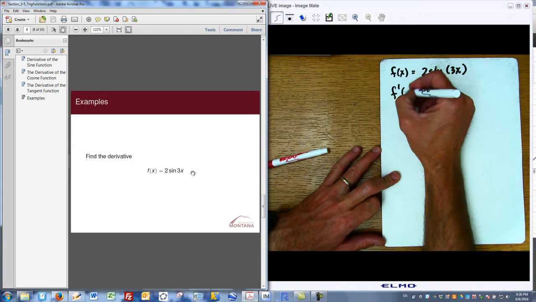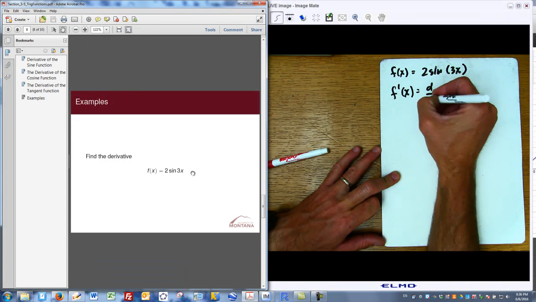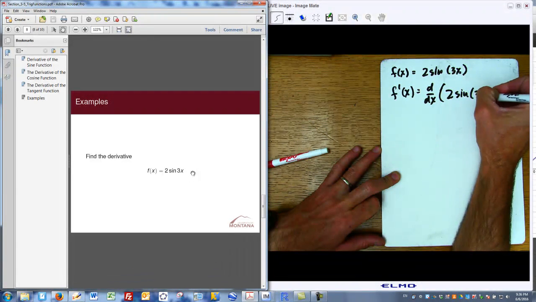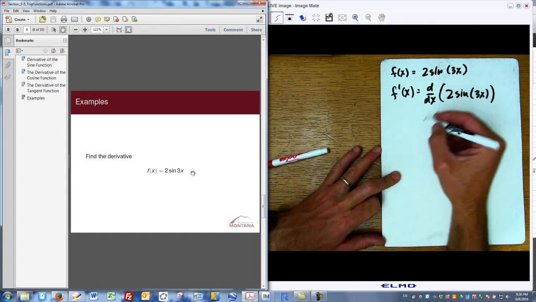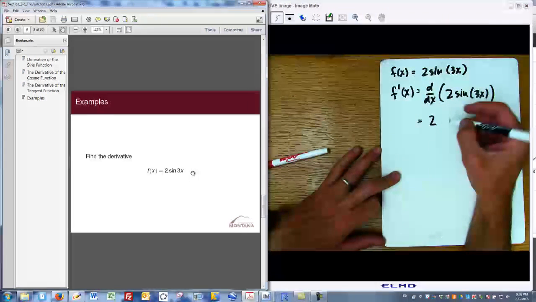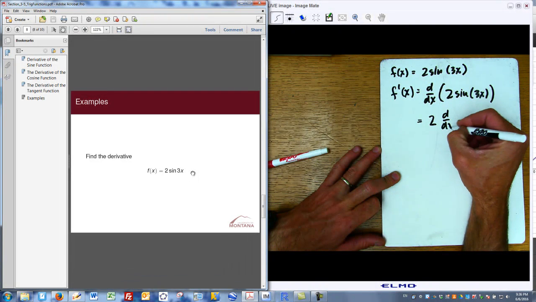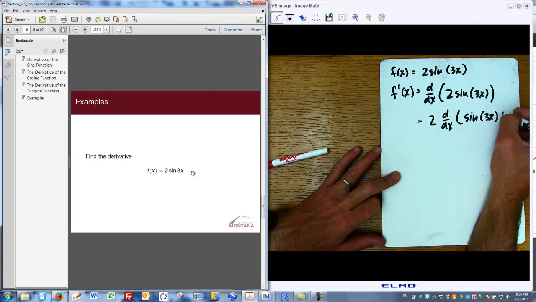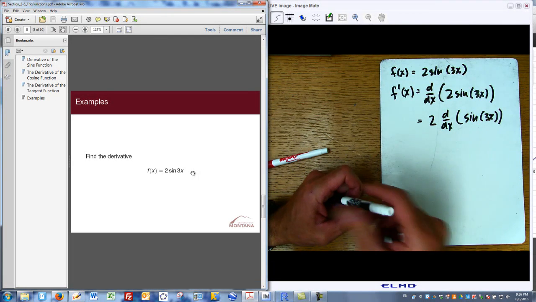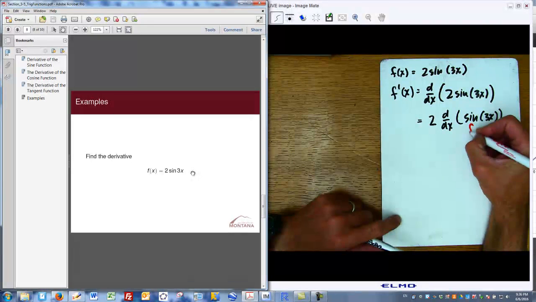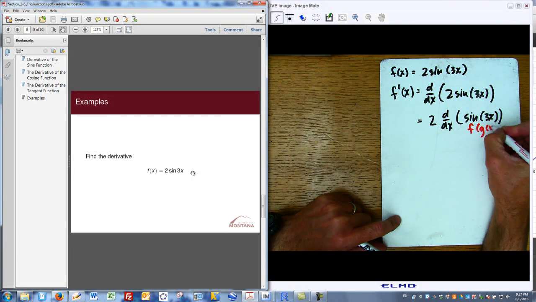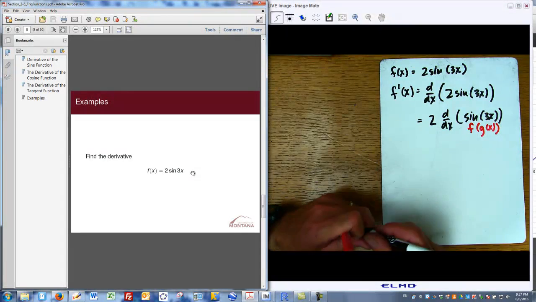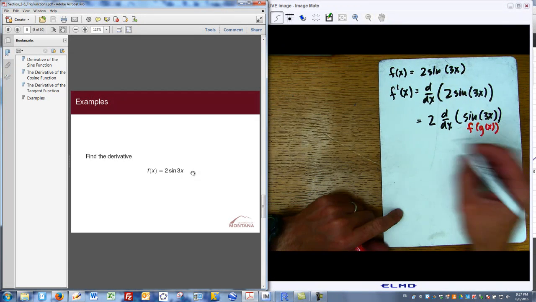So let's see, f prime of x is going to be the derivative with respect to x of 2 sine 3x. Constant multiplier comes out in front, and we have the derivative with respect to x of sine of 3x. Here we notice that we have something in the form f of g of x, so a function within a function. That's a classic chain rule setting, composition of two functions.